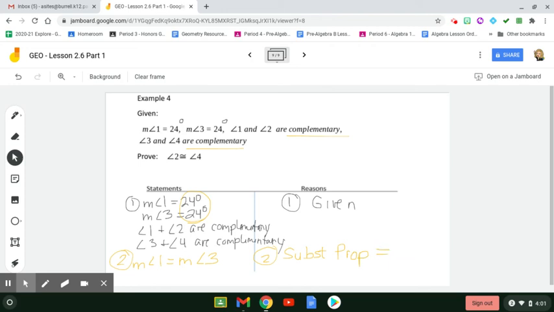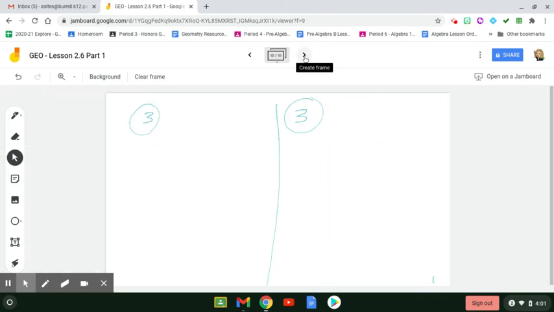Okay. Now my next move is I'm eventually trying to get towards congruence. So I'm going to take my statement of the measure of angle 1 and the measure of angle 3, and I'm going to convert those into congruence. So for step 3, I'm going to say angle 1 is congruent to angle 3, and I'm going to say definition of congruence.